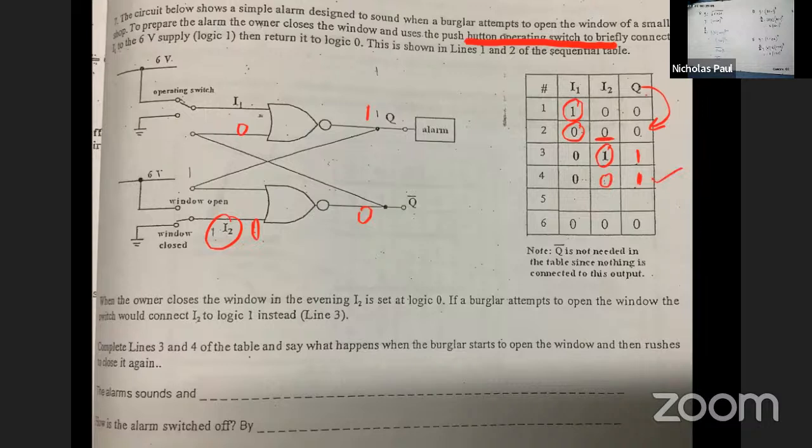To take off the alarm now, the owner has to press the button, which will turn back this window, but he kind of has to open the window too. Open the window and press the button. What that will do is turn I1 to a 1, I2 to a 0, and the alarm goes off. And then he releases the button. I1 will go to 0 and this will stay 0 and stays off. So to take it off, you have to press the button.